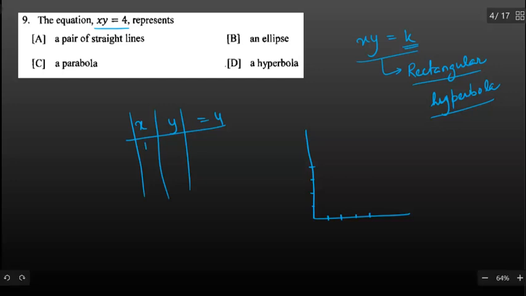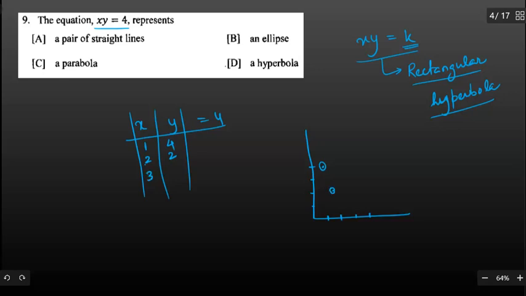At the value of x equal to 1, y will be equal to 4, so that 1 into 4 is equal to 4. So at x equal to 1, y will be 4. That means this point. At x equal to 2, y will be 2, because 2 into 2 equals 4. So at x equals 2, y will equal 2. That means somewhere at this point.